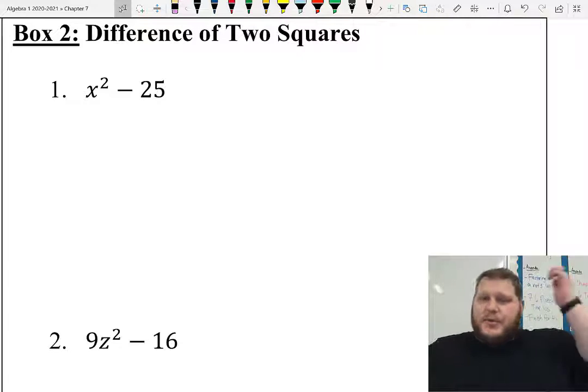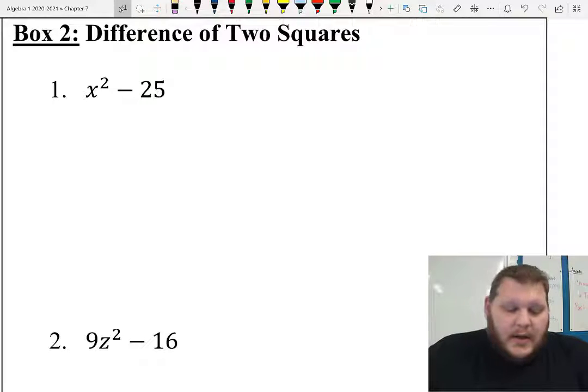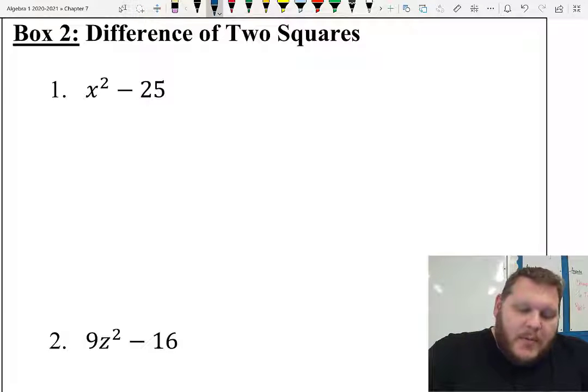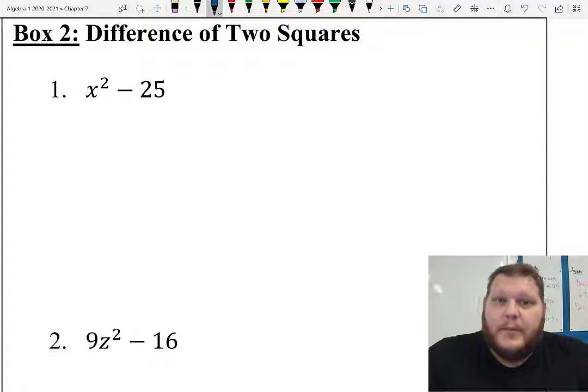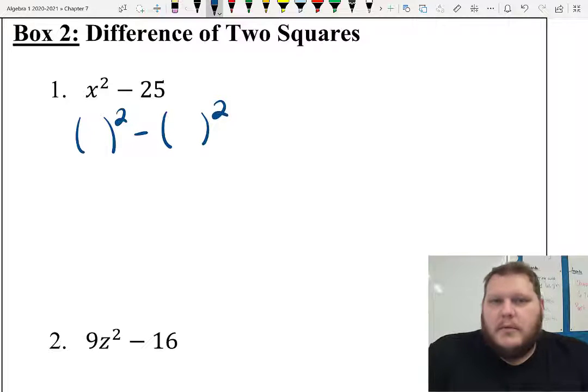Taking a look at box number 2 here, these are going to be examples of factoring using the difference of two squares. In order to factor using the difference of two squares, we first have to make sure that we do have a perfect square minus a perfect square. It might be beneficial for you to write out what the terms are if it was a perfect square, because no matter how pretty or ugly the term is, we should be able to write this as something squared minus another thing squared. That is the definition of a difference of two squares.